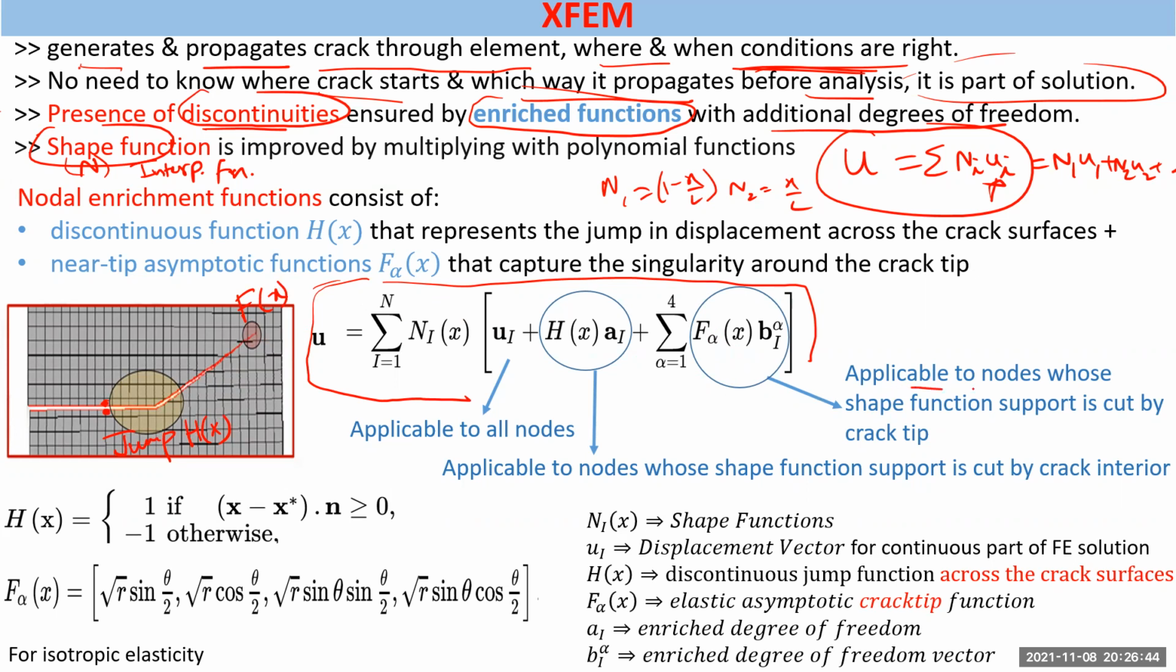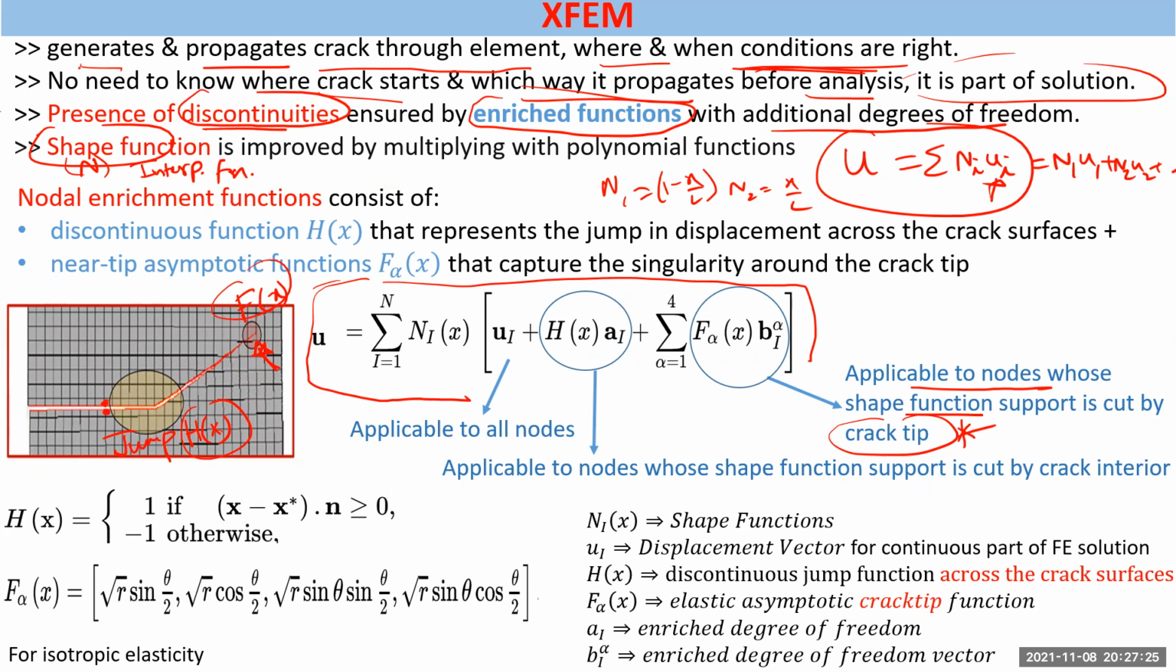So f alpha x is applicable to nodes whose shape function support is cut by crack tip. So only these nodes in this pink region will have this f of x, and f of x is for isotropic. It's in terms of the radius of the crack tip and sine and cosine function. So Abaqus will know what to use at the crack tip region. It's going to use a sine and cosine and a function of the radius of the crack tip. So this capital F of x is only in this pink region where there is crack tip. This h of x is throughout this crack surface, throughout this entire location.